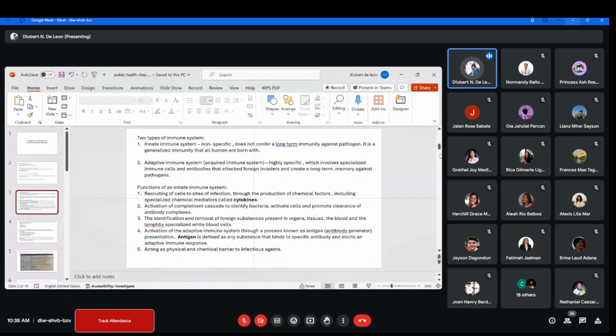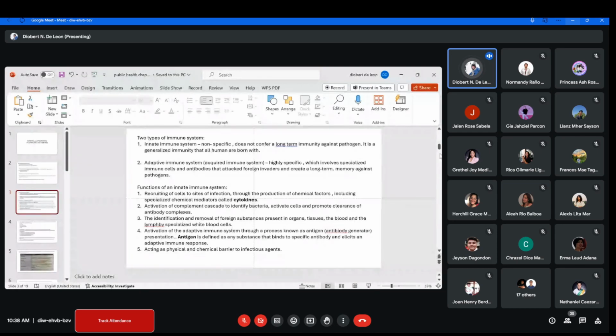You have the functions of an innate immune system. Number one, recruiting of cells to the site of infection through the production of chemical factors, including specialized chemical mediators called cytokines. These are specialized chemical mediators, cytokines. Number two, activation of complement cascade to identify bacteria, activate cells, and promote clearance of antibody complexes.